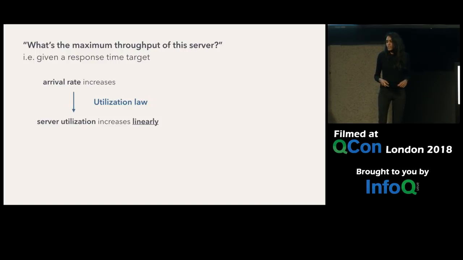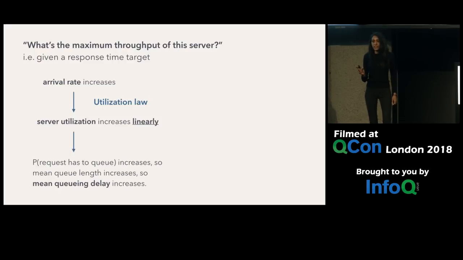All right, so now our server's gotten busier. What does this mean? Well, it means that the probability that an incoming request comes in and finds the server busy, and therefore has to queue, goes up. So the probability of requests needing to queue goes up, which means that the mean queue length, the average queue length, increases, which in turn means that the average queuing delay increases. Does that make sense? Yeah. Cool. So again, our question is, well, how does it increase? What is the relation between utilization and queuing delay?